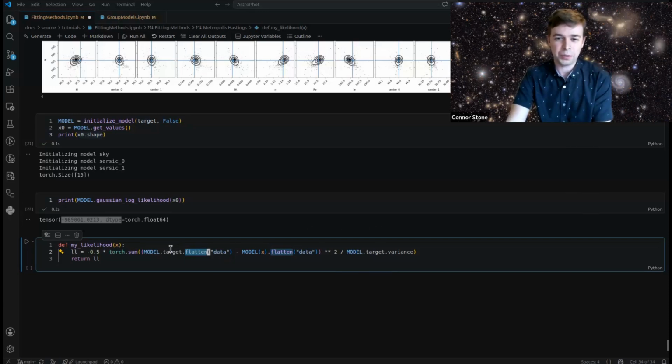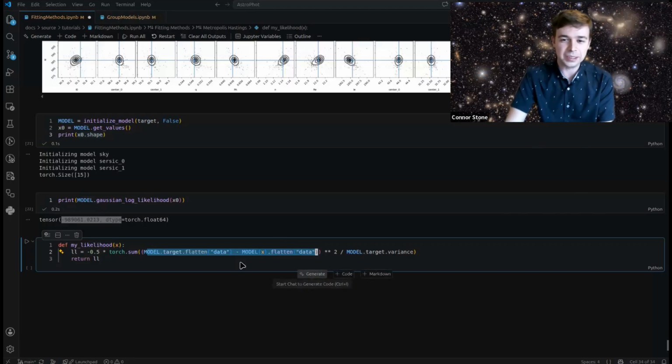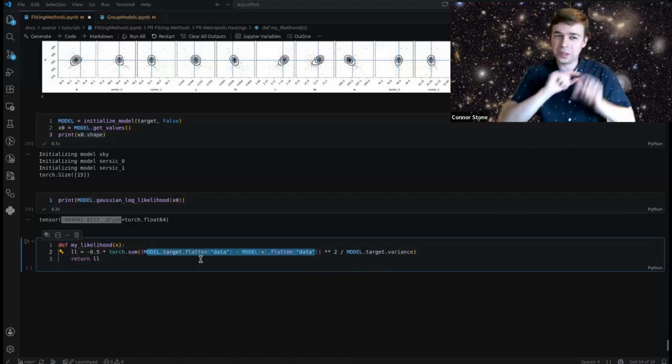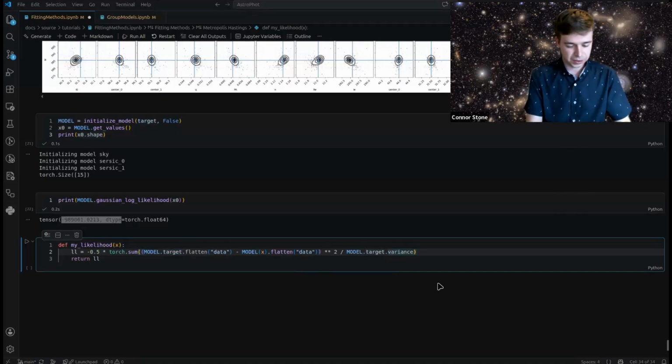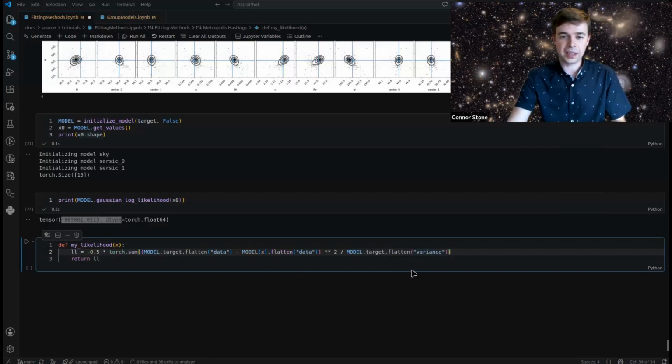So if you've got a lot of images and you're combining them all together, this will create just an absolutely massive vector of all the pixels all in one direction. It gets pretty big, but that's okay. So it'll do that. Similarly for the variance, you do flatten variance. So now we've got that.